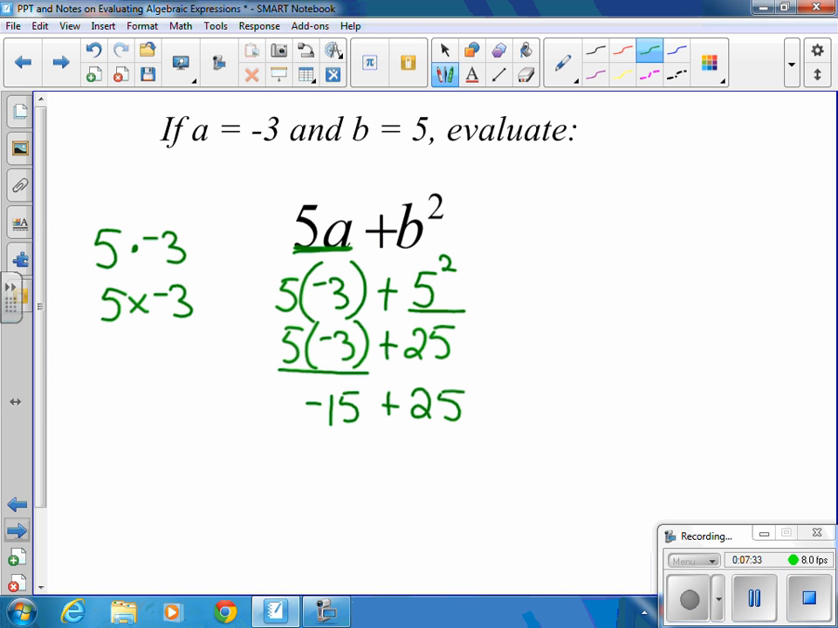Again, think about our integers. These are different signs. I'm going to circle my integers. A negative 15, a positive 25. So different signs, I find the difference, or I subtract. So I get 10. And which sign will it be? It's going to be positive, because 25 has a greater absolute value than negative 15.